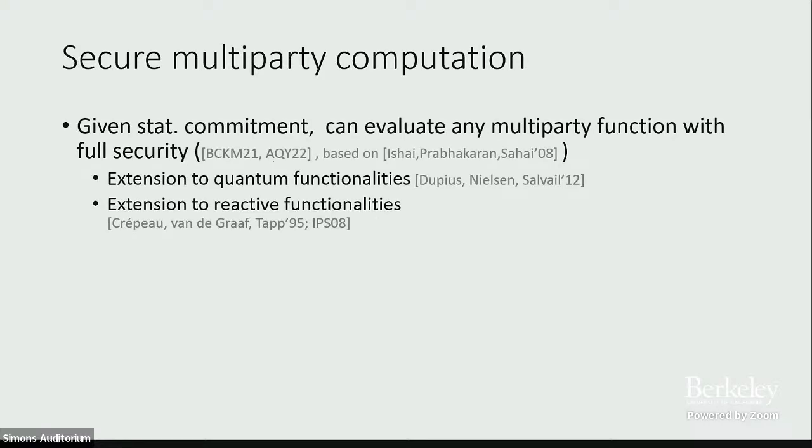So what are the rest of the results? Just to say it more concretely: given statistically binding commitments, we already know how to evaluate any multi-party function with full security, even reactive functionalities, and even quantum functionalities when the inputs and the outputs are quantum, and even when they are reactive. So this is pretty strong, and you'll see in a minute we'll use it.